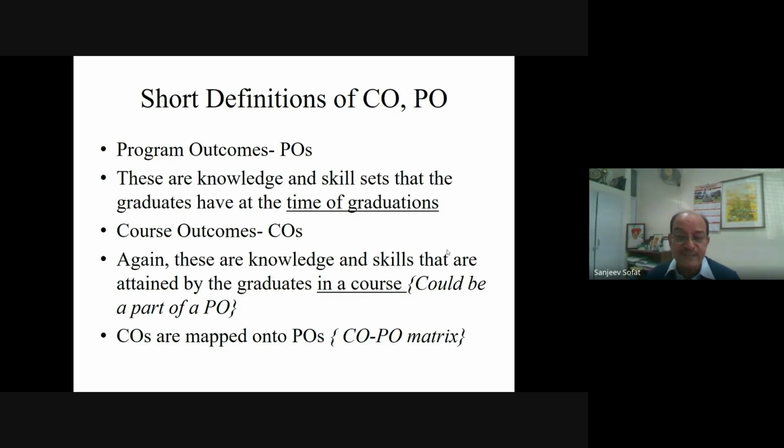So what we say is these are knowledge and skills that are attained by the graduate in a particular course. You have to distinguish between these POs and COs there. What PO says is at the time of graduation, what knowledge and skills is attained. And course outcome is what knowledge and skills he attained in a particular course there.